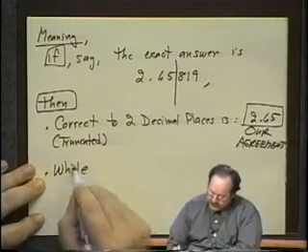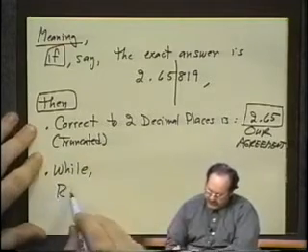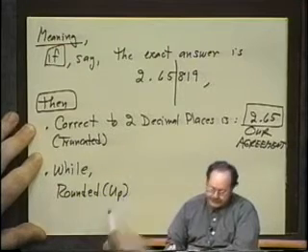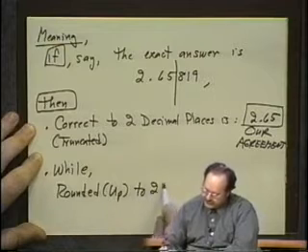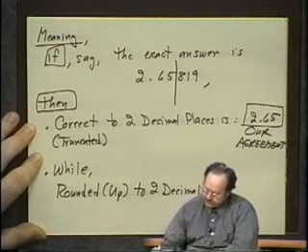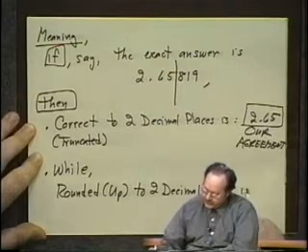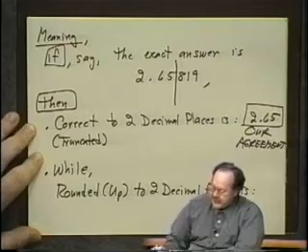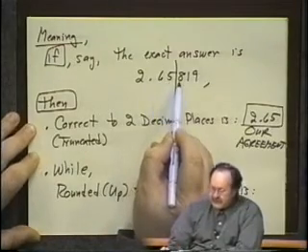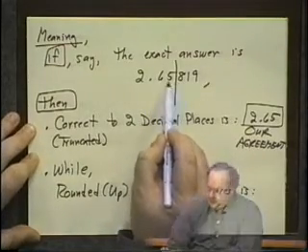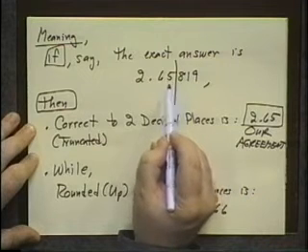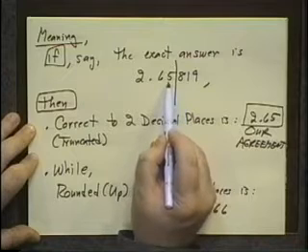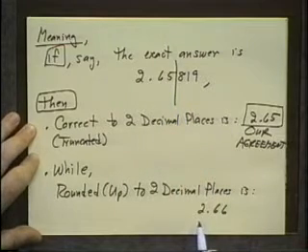Just to give you an example of what happens when you don't truncate, if we had rounded up, say, to two decimal places, that is 2.66. Now, why is that? Well, 2.65, the next number is 8, so 5.8 is closer to 6.0 than it is to 5.0, so we replace this with a 6. This would be rounded upward.